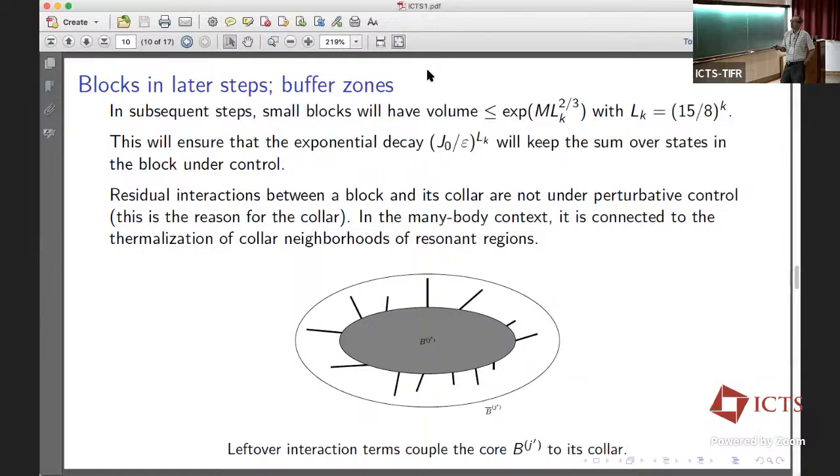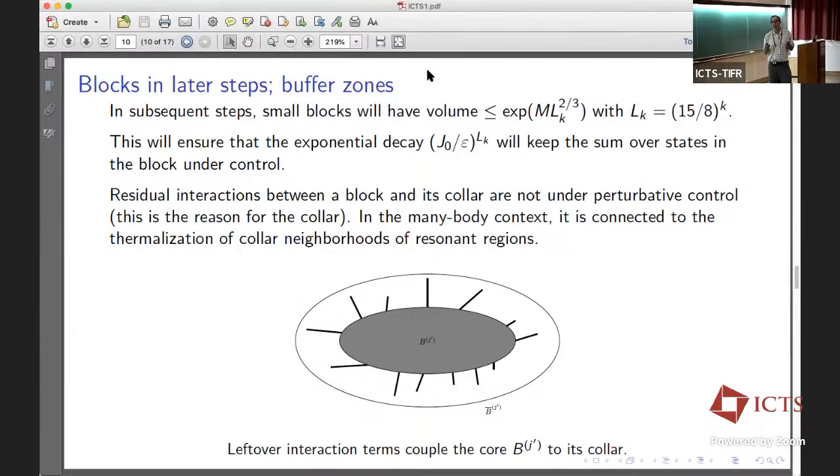Now, one of the interesting things about this procedure is that you have certain interactions between these blocks and this immediate neighborhood. Remember I said that the width of this neighborhood is basically LK. So if you have an interaction diagram of order smaller than LK, it can't possibly reach to the exterior of this neighborhood. At the same time, these residual interaction terms are not small enough to be treated perturbatively. Although individually they're small, the number of them is so large that this was a stumbling block for me for a long time. I kept thinking surely there must be a way to perturb away these diagrams, but there's not. And ultimately, as I say here, it's connected to the thermalization of collar neighborhoods of resonant regions.